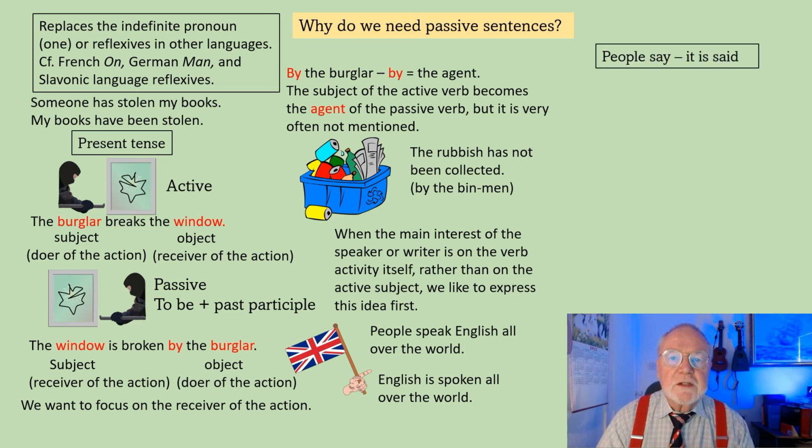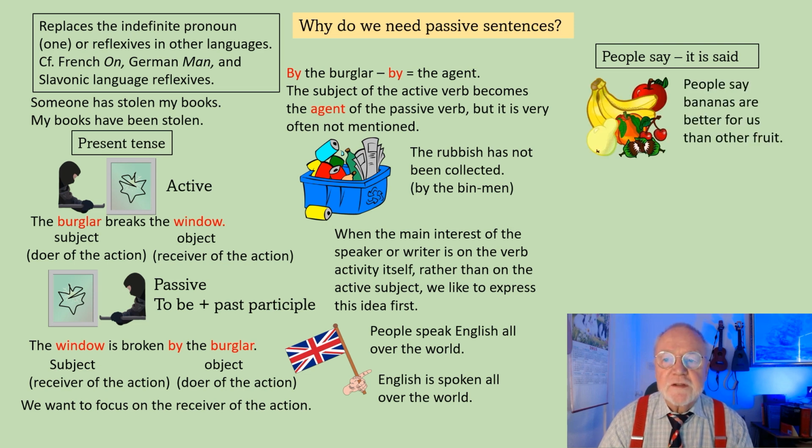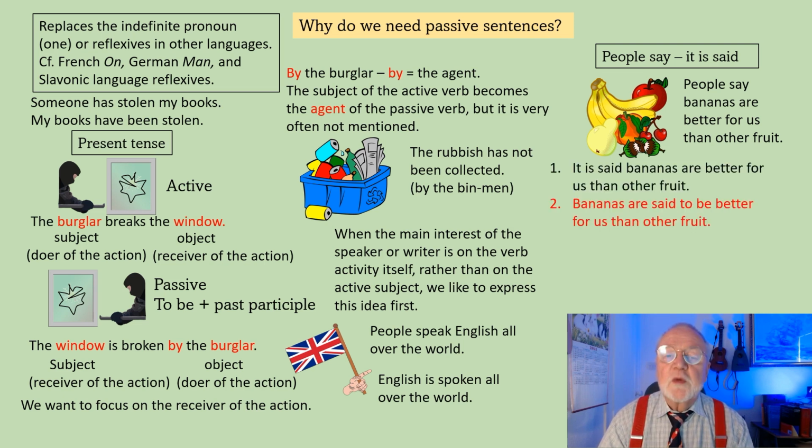Another sentence we like to change into a passive from an active is when it's introduced by the phrase people say. We like to say it is said. People say bananas are better for us than other fruit. And we change that into a passive sentence, it is said. Bananas are better for us than other fruit. Notice there is no agent. We don't say it is said by people.